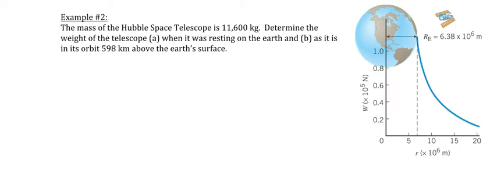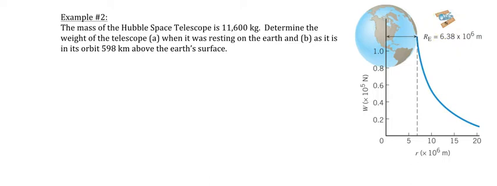Now, the weight of an object is the total gravitational force exerted on the object by all other objects in the universe. When the object is near or on the surface of the Earth, we can neglect the other gravitational forces and only consider the force of gravity between the telescope and the Earth, because that would be the strongest force. So we'll neglect all the other forces from other masses nearby.